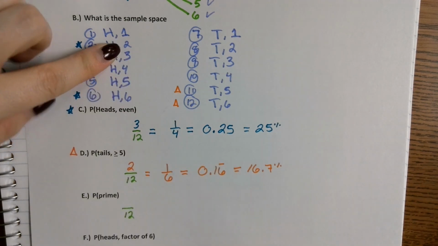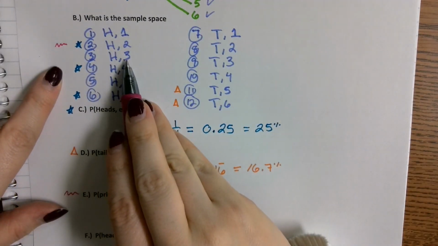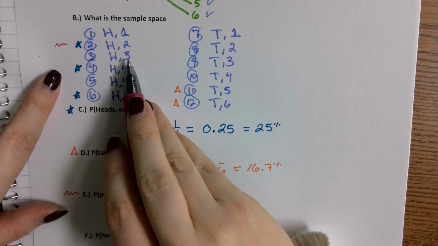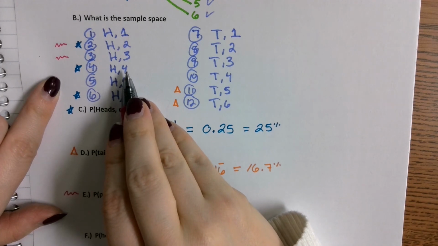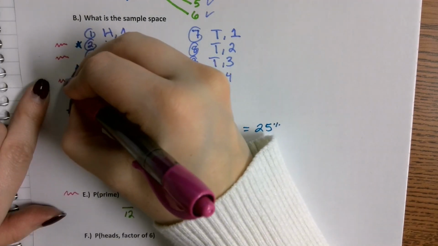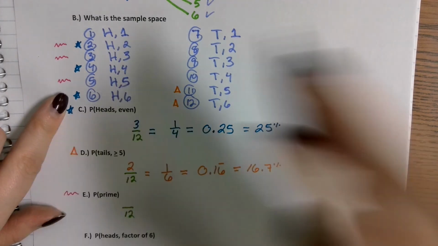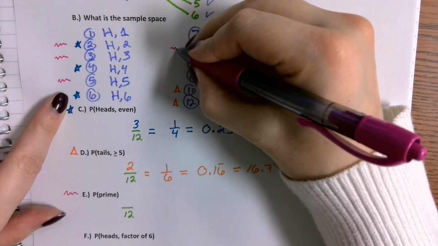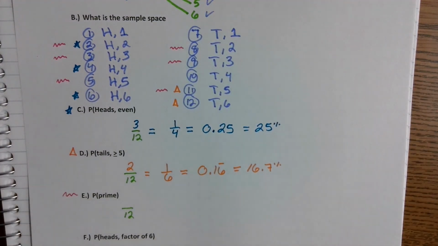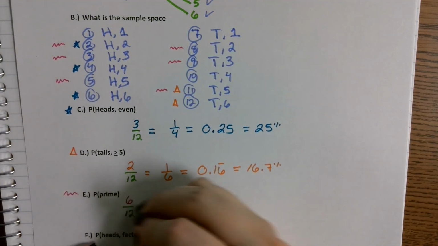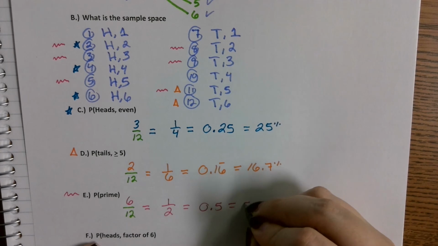So let's go ahead. I'm going to do the squiggly line. So 2 satisfies. What about 3? 3 is a prime number. 3 is only divisible by 1 and itself. That's a prime number. 4? No. 5? Yes. 6? No. So we know 2, 3, and 5 are our primes. So then coming over to the tail section, 2, 3, and 5 will work for there. So how many options worked? 6. 6 out of 12, which is 1/2, 0.5, 50%.